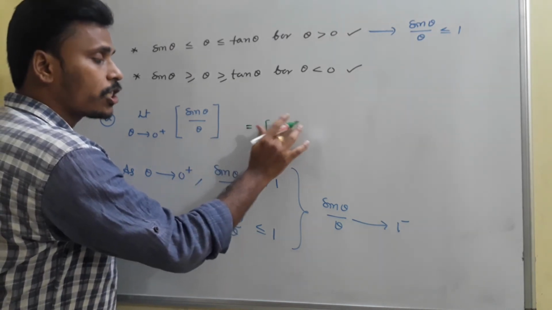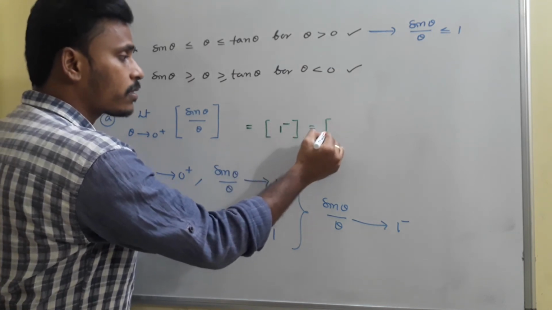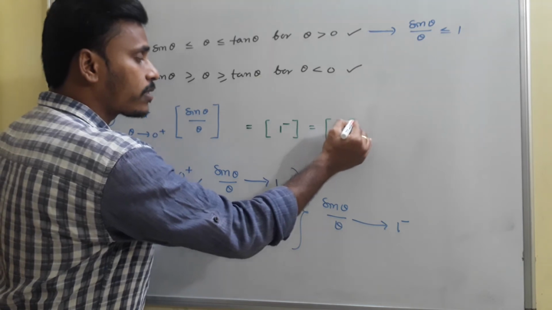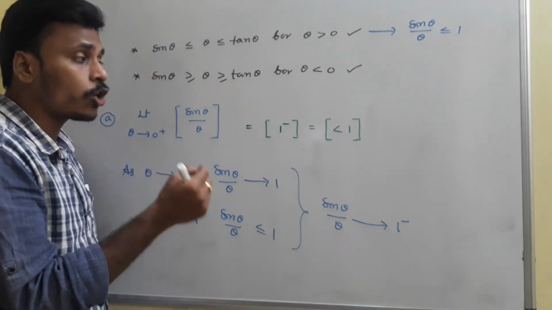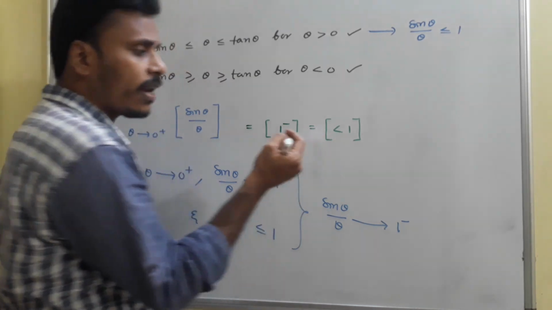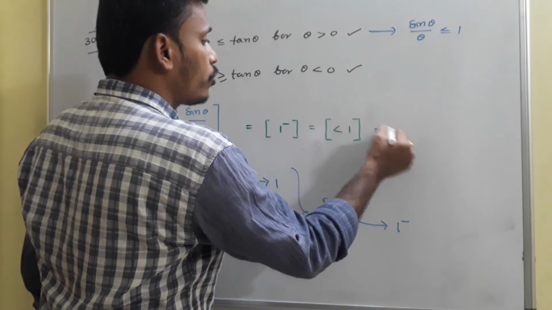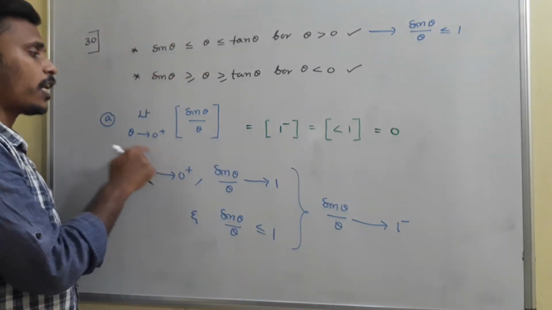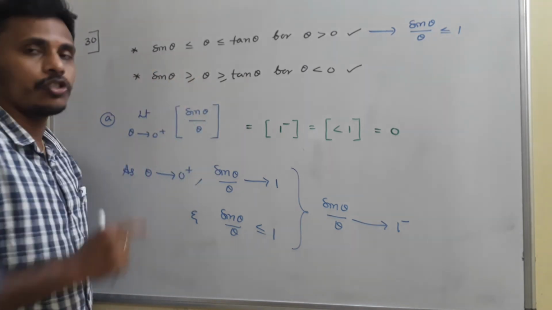1 minus in the sense it's not minus 1, okay, it is 1 minus. Step of 1 minus in the sense step of a value which is less than 1. See, not much lesser, just very near to 1 but less than 1. A number which is less than 1 and near to 1, its step value is 0. So limit theta tends to 0 plus step of sin theta by theta value is 0.